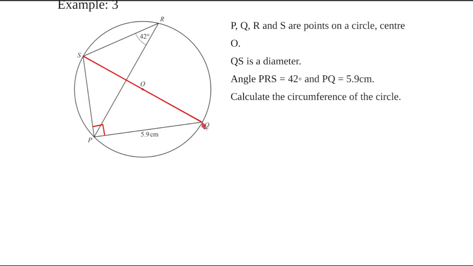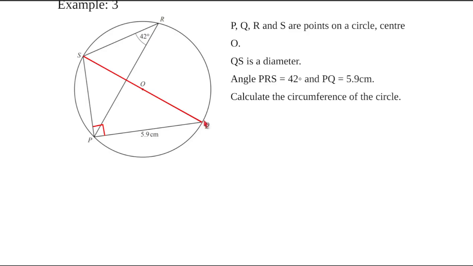We are required to calculate the circumference of the circle. For us to be able to calculate the circumference of a circle, we need the diameter, because circumference is 2 pi r. So how do we find the diameter? The radius.